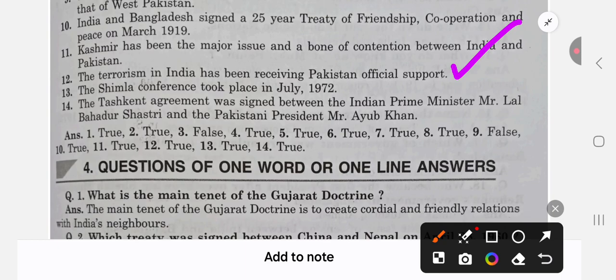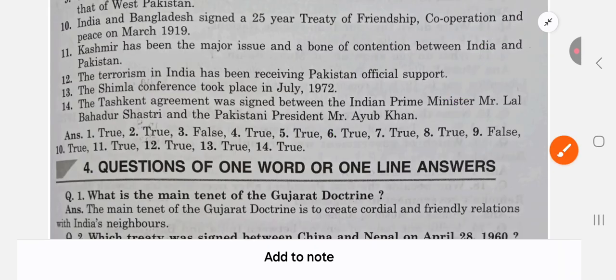The Shimla conference took place in July 1972. Yes, it was after the 1971 war. The Tashkent Agreement was signed between the Indian Prime Minister Mr. Lal Bahadur Shastri and Pakistan's Mr. Ayub Khan. Yes, that is President Mr. Ayub Khan. That is true. So these were true and false questions.